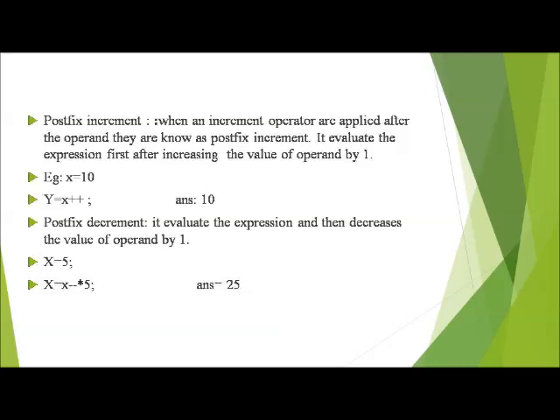Postfix decrement: it evaluates the expression and then decreases the value of the operand by 1. x = 5, x = x-- * 5. The answer for the expression is x = 25.